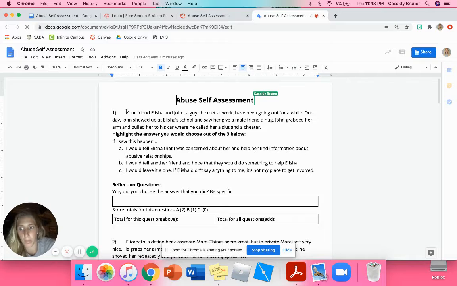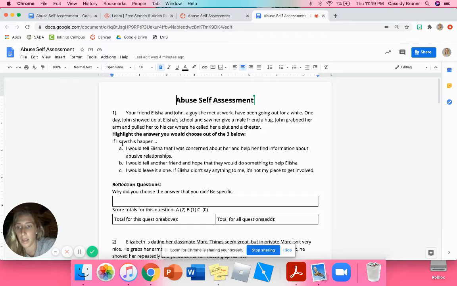For example, I'm going to read the first situation. Your friend Alicia and John, a guy she met at work, had been going out for a while. One day, John showed up at Alicia's school and saw her give a male friend a hug. John grabbed her arm and pulled her to his car where he called her a slut and a cheater. Then you are going to highlight the answer you would choose out of the three options below.